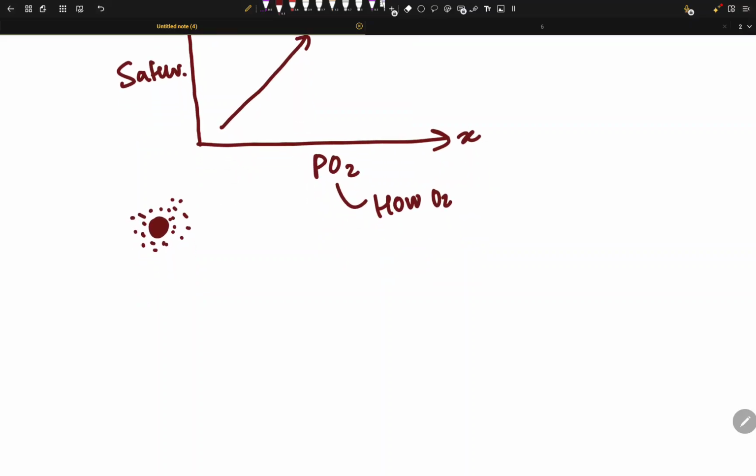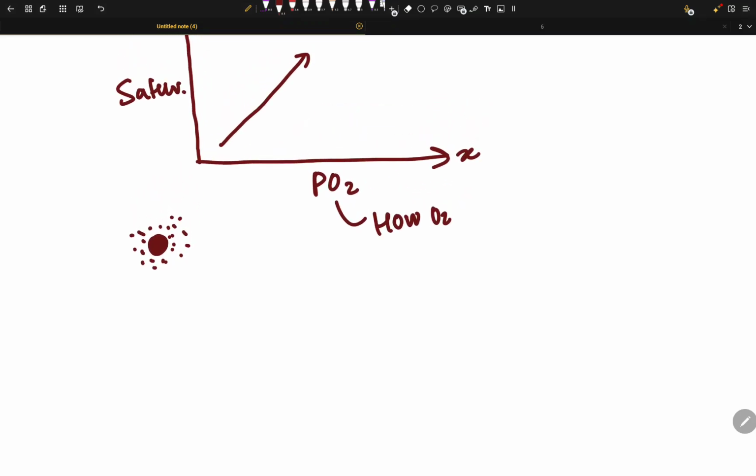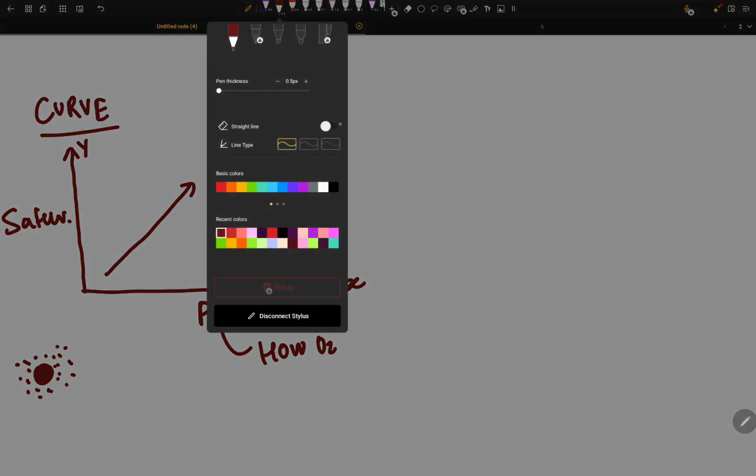A lot of people will think that it's not a straight line because of cooperativity. Now this is a new word, cooperativity. Now what is cooperativity? Let me put that word in you.